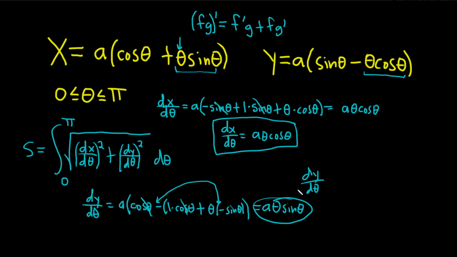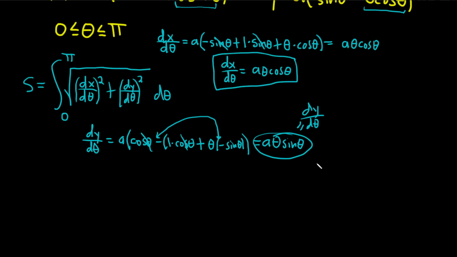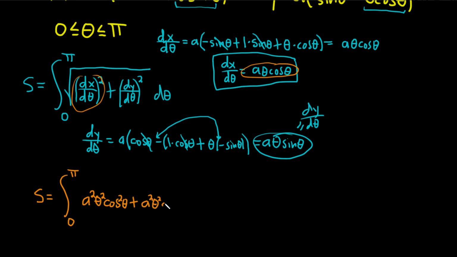Really nice. Okay, so now we can just plug everything into the formula. Let me switch colors here. So s is equal to the definite integral from 0 to pi. You can use L, by the way, for length if you want. I just decided to use s. And then dx d theta squared. So basically we're squaring this, right? That's what this says. So it'll be a squared theta squared cosine squared theta. Plus dy d theta squared, which will be a squared theta squared sine squared theta. Good stuff. And then we have this giant square root here, and then d theta.